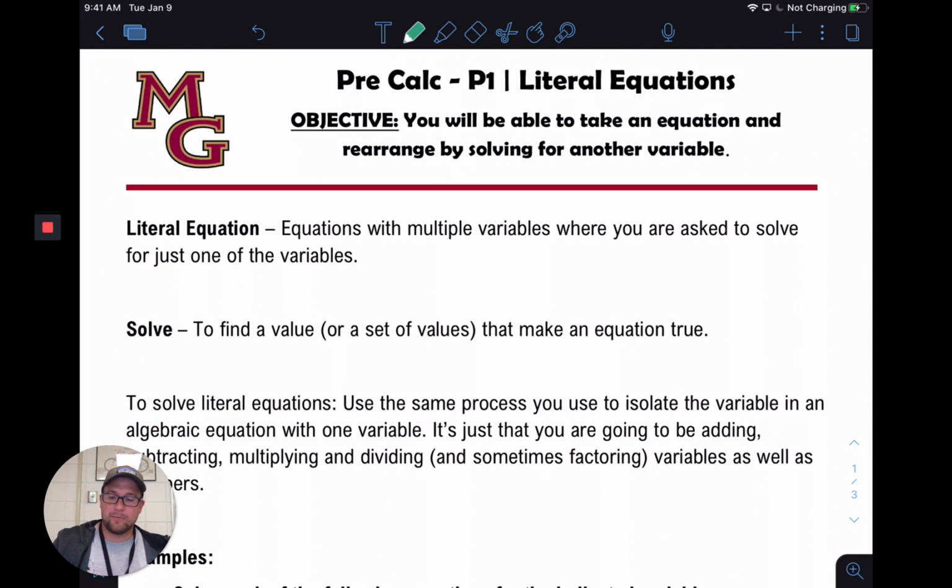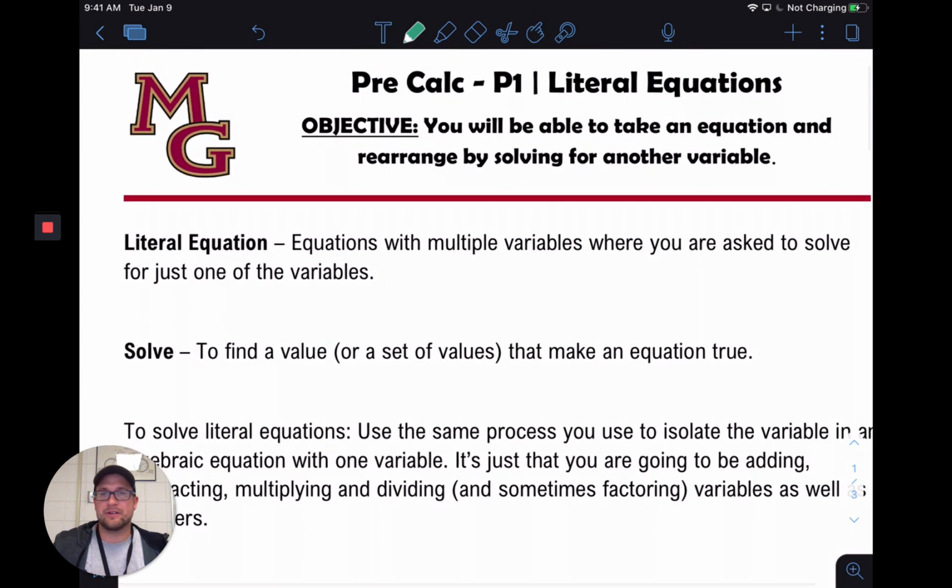Before we begin, let's first discuss what a literal equation is. A literal equation is just an equation, right? It has an equal sign with multiple variables. So it's going to have more than just one x in there that we are being asked to solve for. You can be asked to solve for any one of the variables in there, and we have to tell you which one since it's a literal equation.